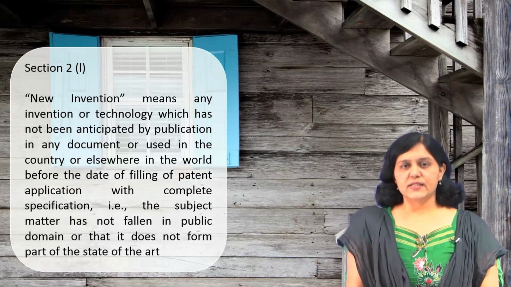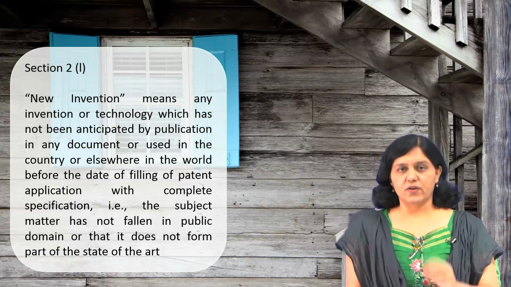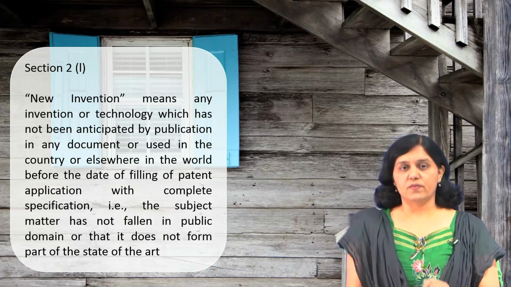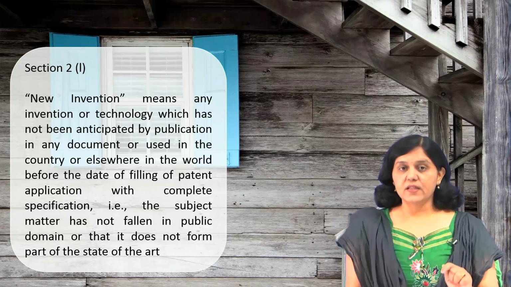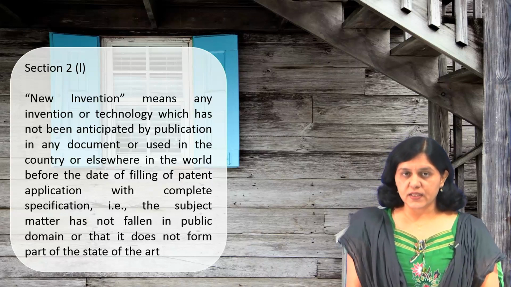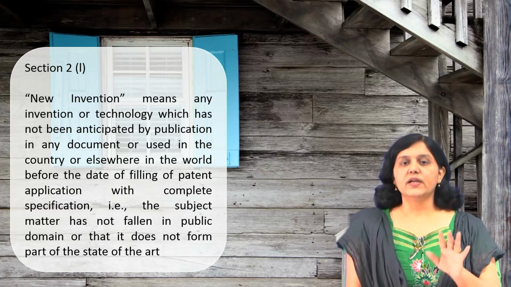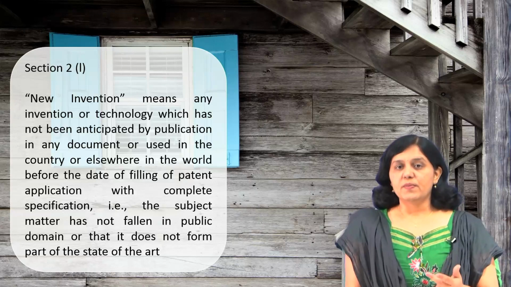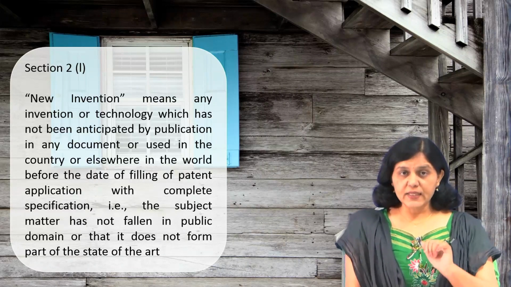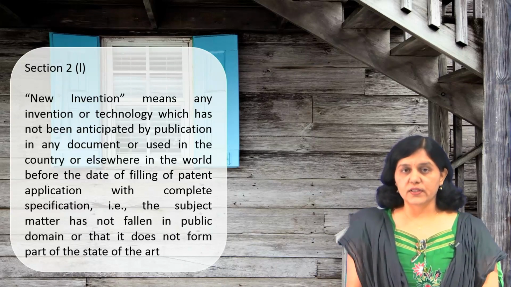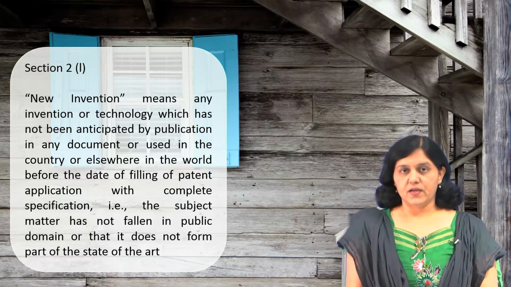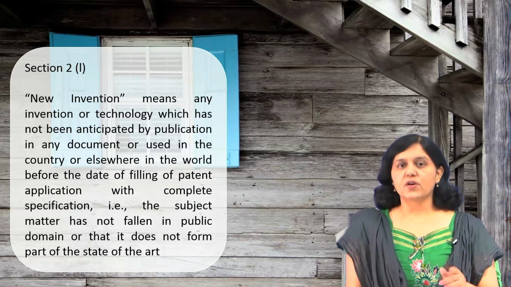So, two important points in this definition: any invention or technology which has not been anticipated by publication in any document. Second point, any invention or technology which has not been used in the country or elsewhere in the world before the date of filing of patent application. So, these two things are very important: publication and use. And then it says the subject matter has not fallen in public domain or that it does not form part of the state of the art. So, it should not be in the public domain and it should not be a part of the state of the art. Now, what is the meaning of state of the art?